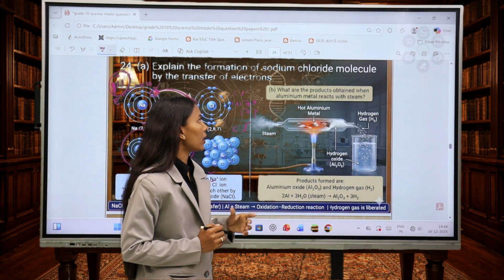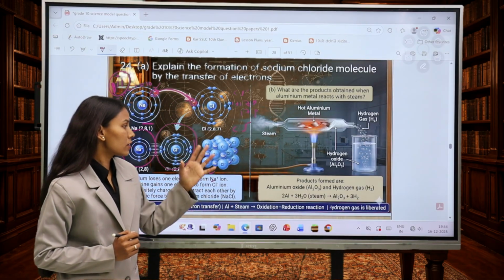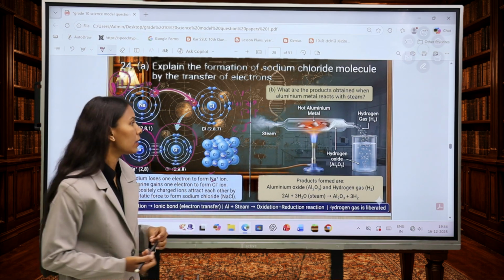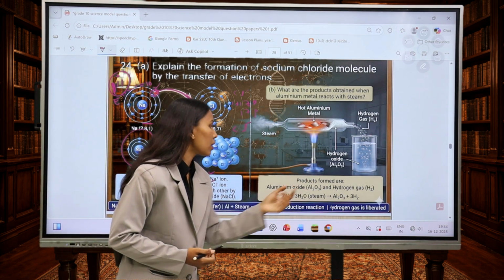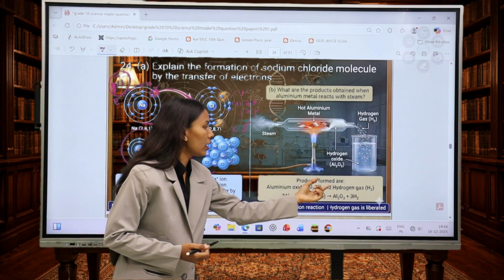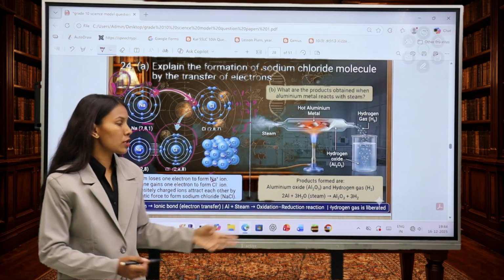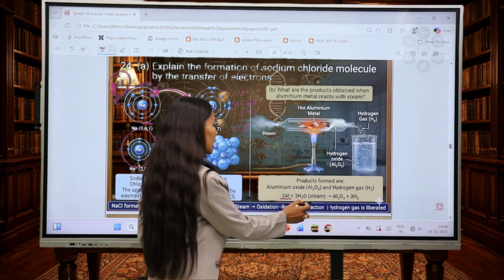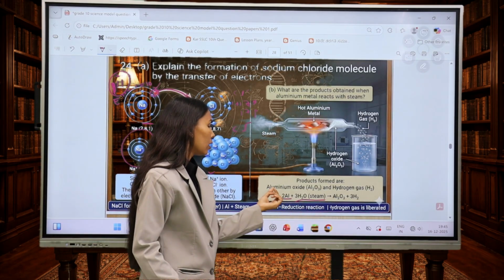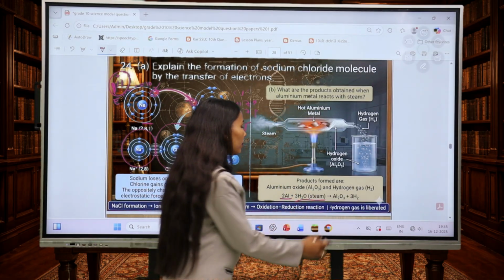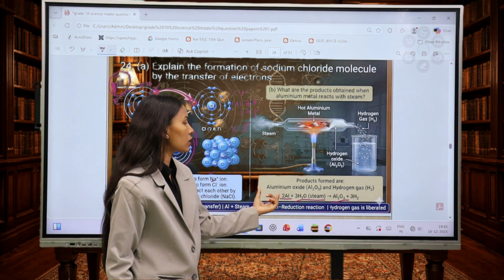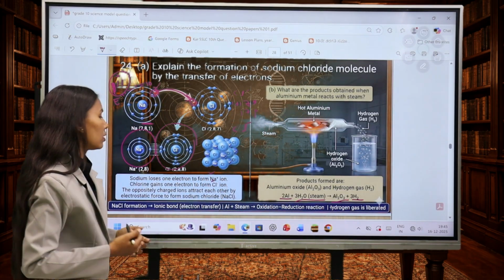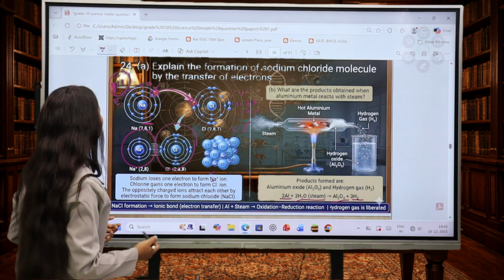What are the products obtained when aluminium metal reacts with steam? Aluminium metal reacts with steam, that is water only. The products formed are aluminium oxide and hydrogen gas. So the equation is like this: Al, that is aluminium metal, reacts with steam to form Al2O3, that is aluminium oxide, and hydrogen gas is liberated. So this is the explanation. Got it? So let's go to the next question.